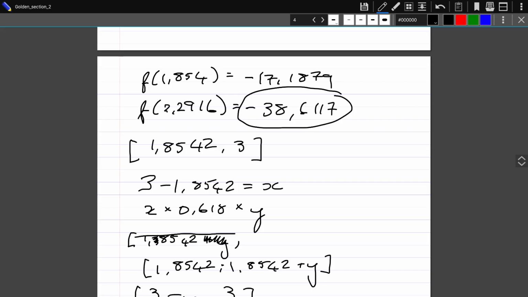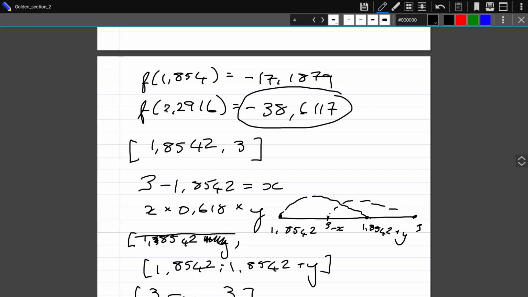You just keep following the same recipe over and over, and once again I encourage you to just summarize what you're doing all the time by drawing the intervals, because otherwise you have a lot of numbers on the page here, and without drawing them you might get a bit lost and take the wrong quantities. That's 3 minus y.